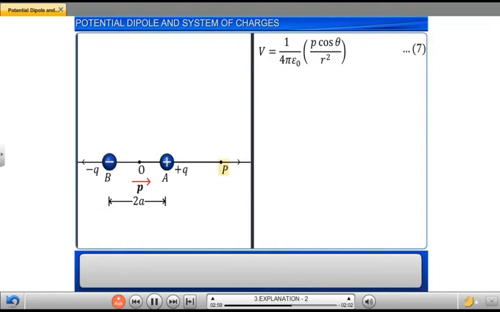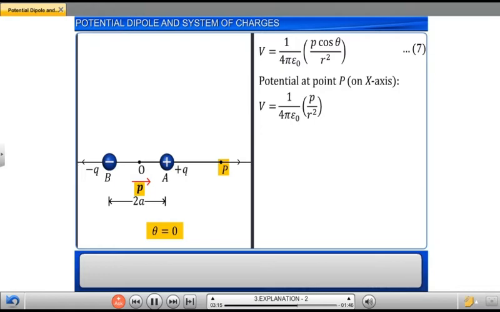If we consider point P on the positive x-axis, then the angle between the position vector of point P and the dipole moment of the dipole is 0. Then the potential at P due to the dipole is V = 1/(4πε₀) × p/r², as cos 0 degrees is equal to 1.